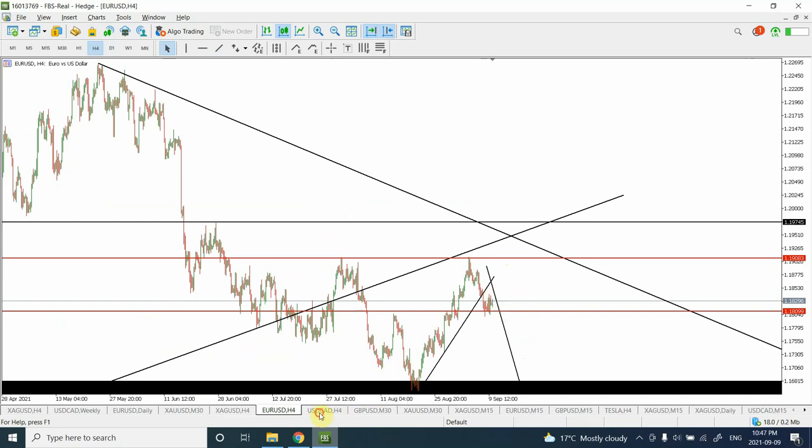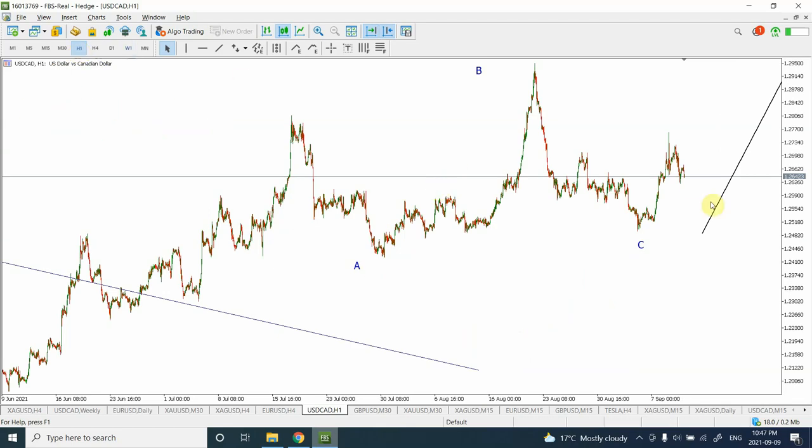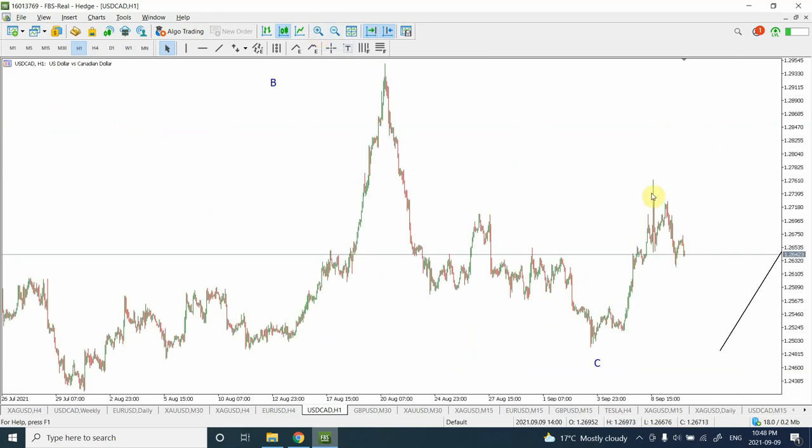Now let's have a look at Canadian dollar. We have seen a good price movement. On the weekend I stated that we are expecting Canadian dollar to be weaker, and we have seen that weaker price movement occurring in this. And yesterday I also forecasted that we should be seeing a correction. We have seen a correction. Whether that correction is complete or not, that's a totally different story.